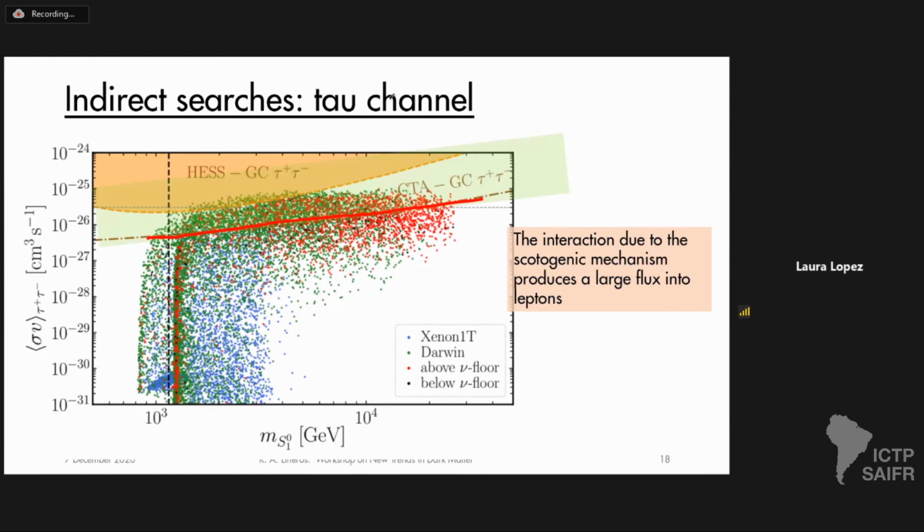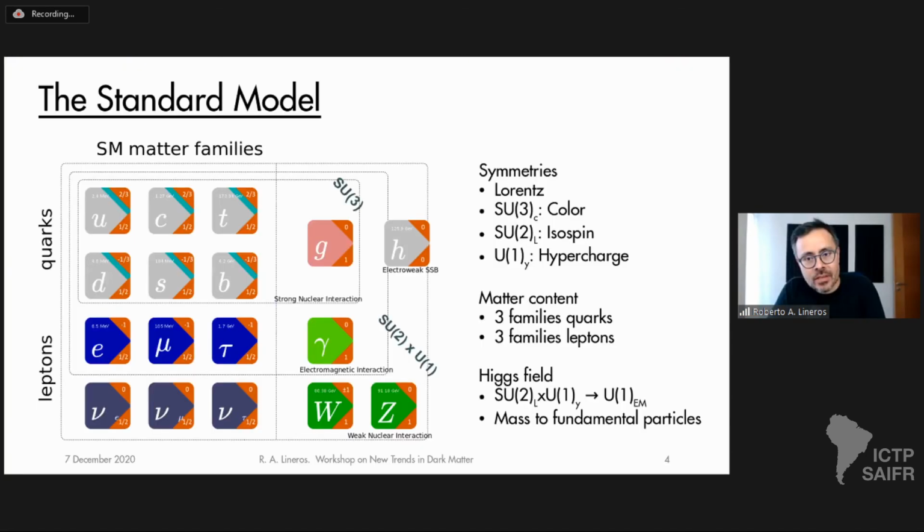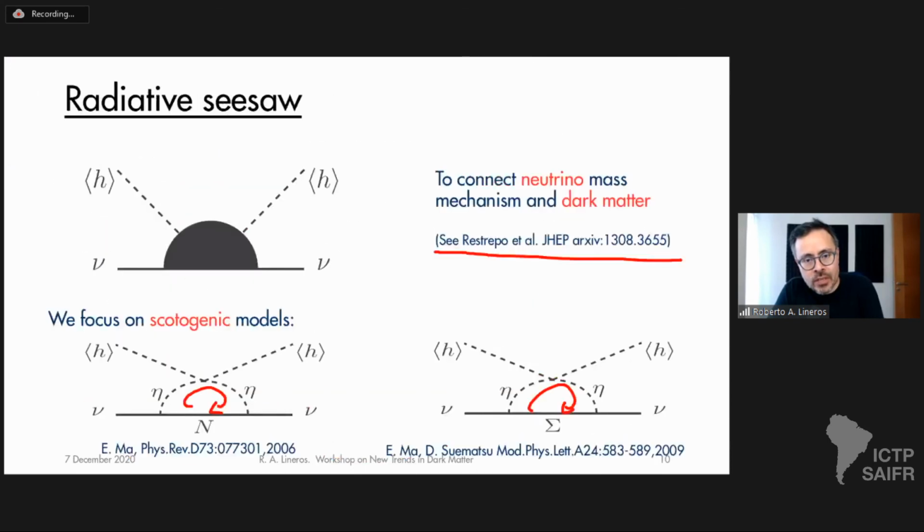Hi. So I have a question about, maybe I missed the point, but why do you focus on multi-TeV dark matter? You have absolutely no candidate at lower masses. Why? Sorry, why do we focus on multi-TeV dark matter?